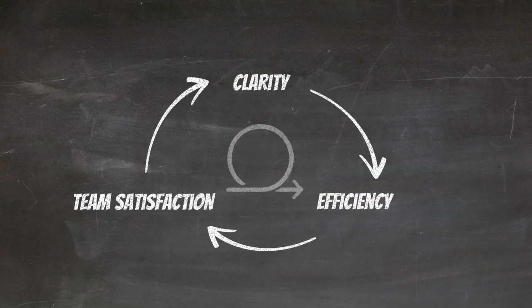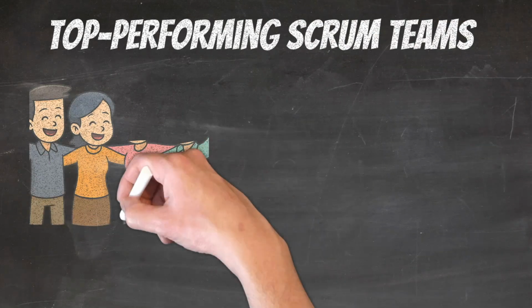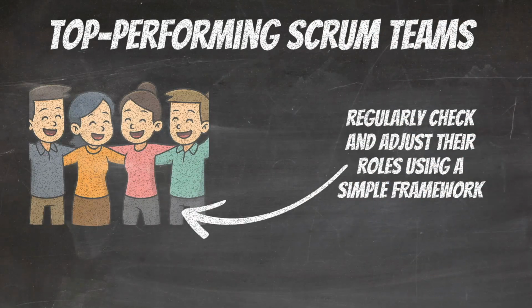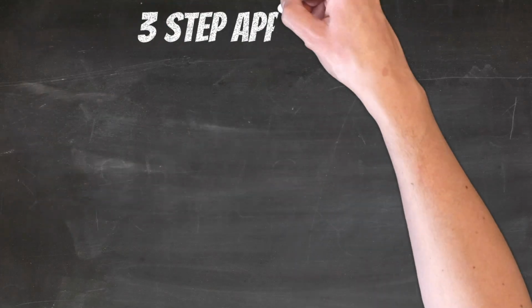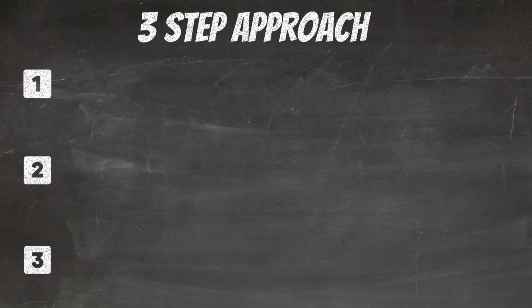The top-performing Scrum teams share something unexpected. They regularly check and adjust their roles using a simple framework. Even teams with years of experience can drift into role confusion, especially when deadlines get tight or priorities shift. Without a clear plan to correct these role problems, teams keep making the same mistakes. That's why I recommend a 3-step approach that consistently delivers results.